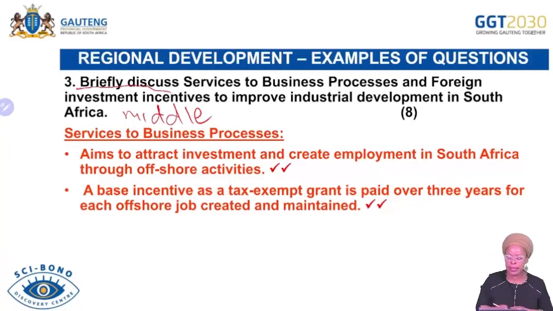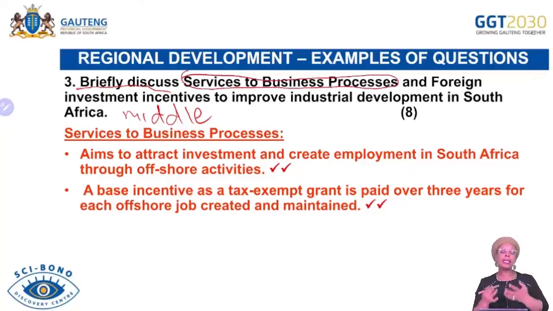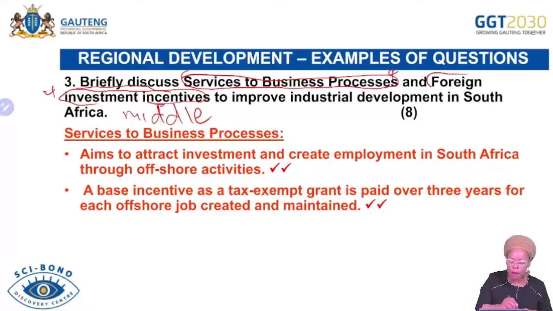What do you briefly discuss? You briefly discuss services to business processes. Again, this is a two-fold question. And the foreign investment incentive to improve industrial development. Now that you know that it should be 4 marks for services to business processes and 4 marks for foreign investment incentive, let's start with services to business processes.